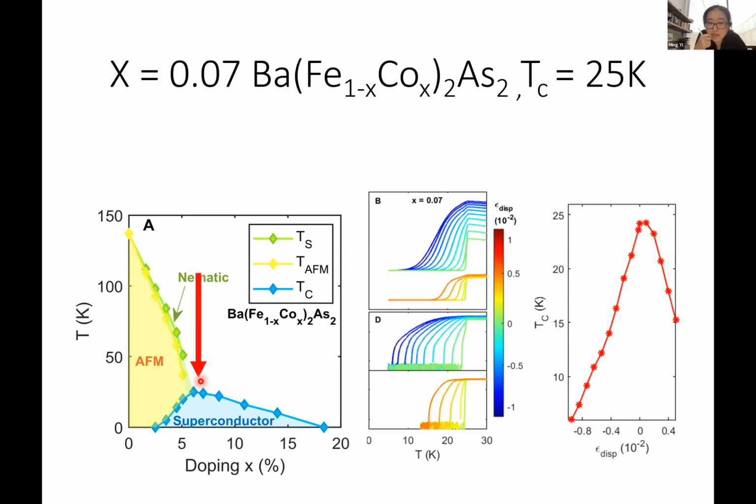Can I just quickly jump in on this one? So in terms of spin fluctuation, do we know how much spin fluctuation there is in the iron selenide ones compared to the optimal doping of these 122s?